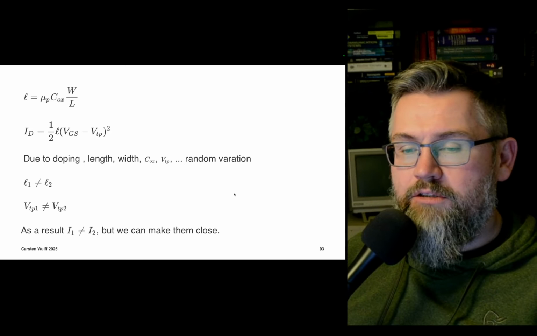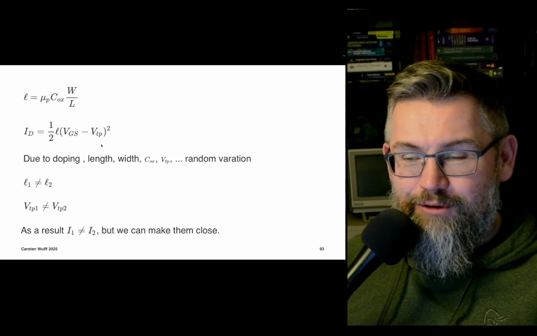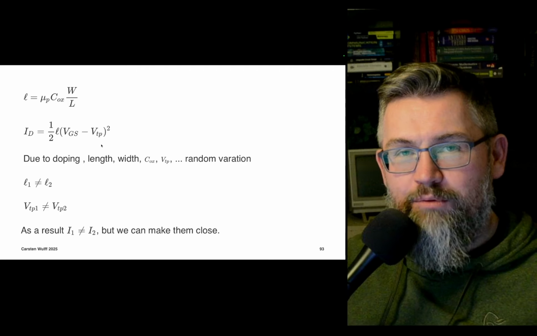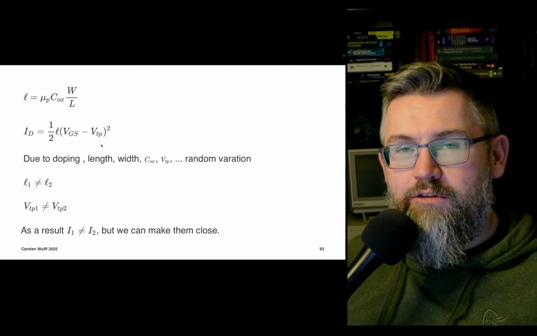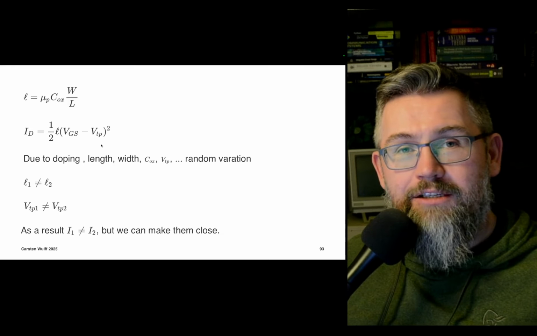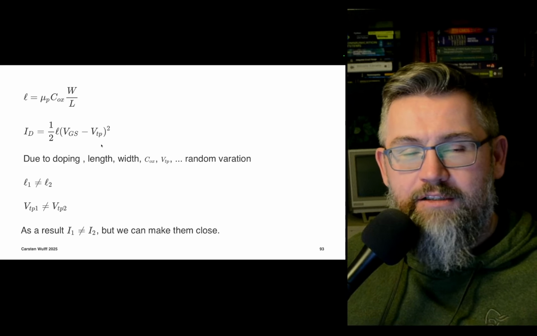Now, random variation, well, these length and the threshold voltage, we are injecting dopant atoms. We're physically sort of pushing dopant atoms into the diffusion. And obviously, we can't put the same number every time into every single transistor. There will be variation. One will have one more and one will have one less. That's just how it is. The same for the width and length.